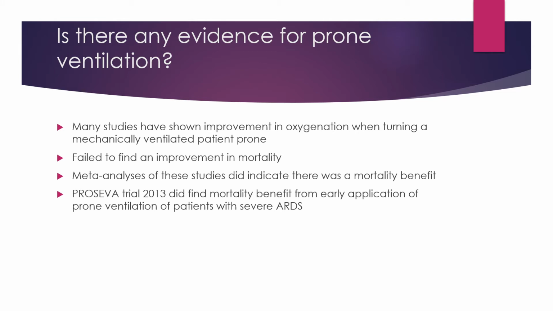Well, for many years we had many studies that demonstrated exactly what we would expect based on the physiology, an improvement in oxygenation when turning a mechanically ventilated patient with severe respiratory failure prone. But we didn't ever see a mortality benefit with these trials. However, subsequent meta-analyses of these studies did indicate that there was probably a mortality benefit to be found from prone ventilation, and in 2013 the PROSEVA trial reported, which did find significant mortality benefit from the early application of prone ventilation in patients with severe acute respiratory distress syndrome.